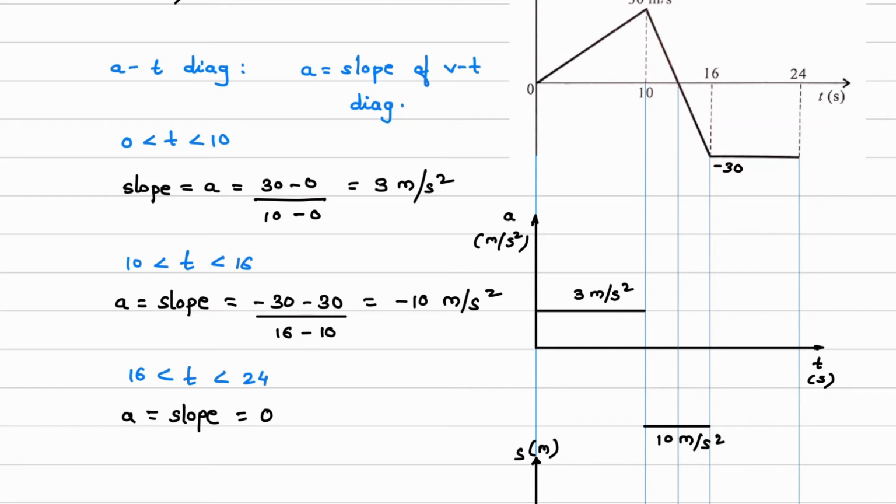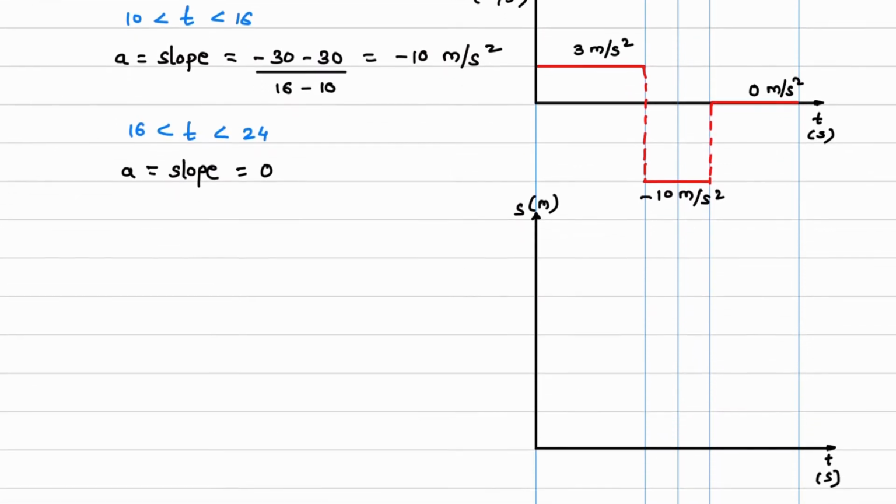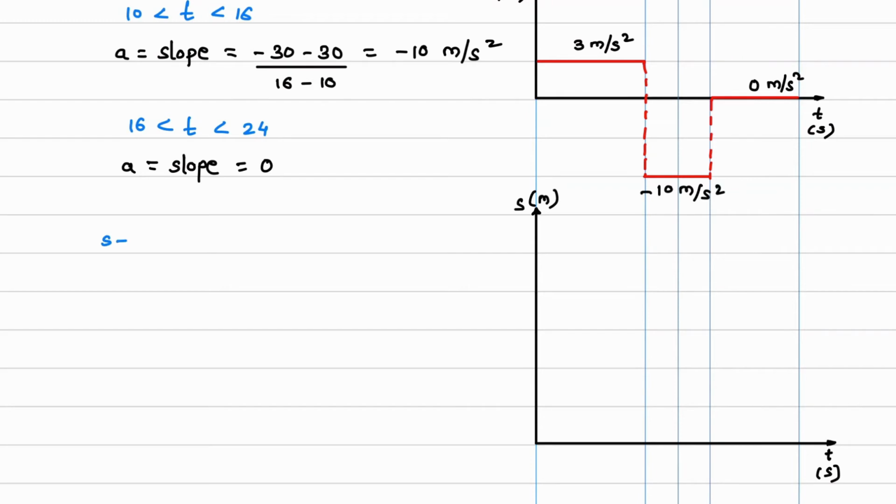So I'll use some other color here. So suppose this is 3 meter per second square. This is 10 meter per second square, but negative. Okay, this will be minus. And last one is acceleration is 0. So diagram will be like this. Okay, I hope acceleration time diagram is okay. So here acceleration is 0. Next we will see ST diagram.